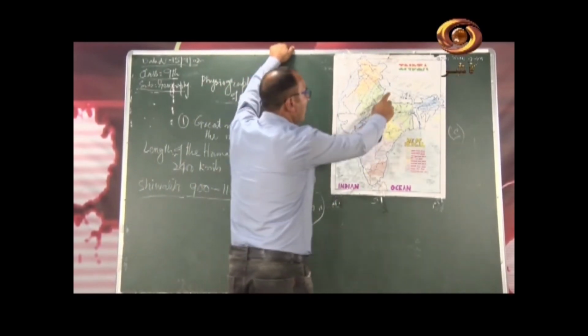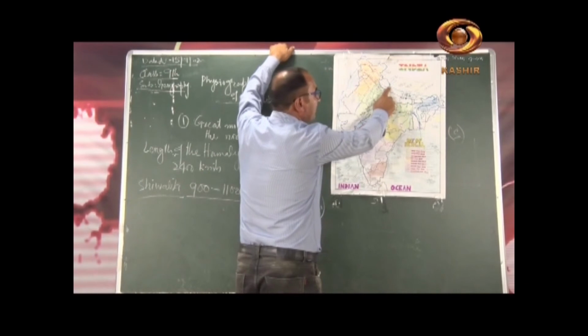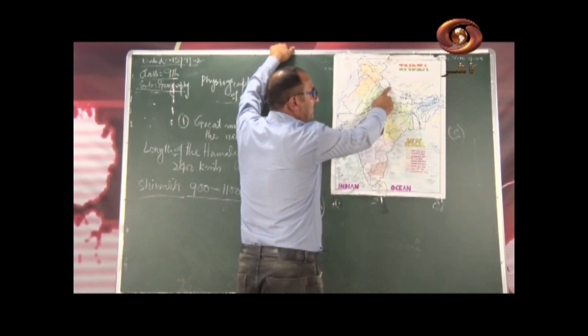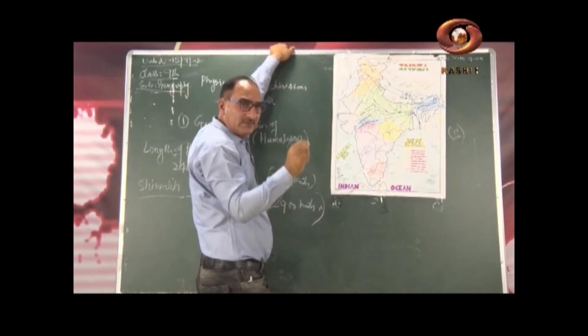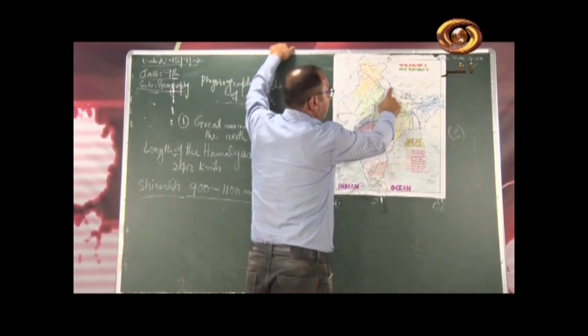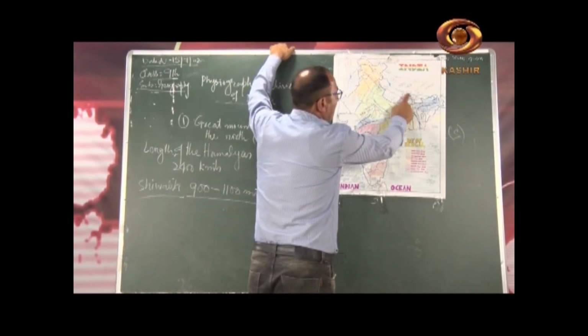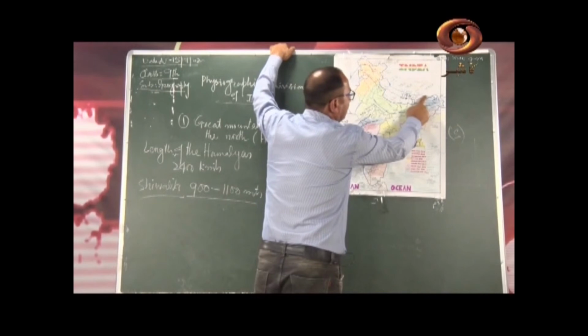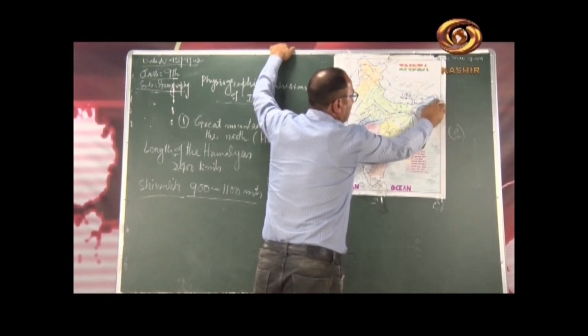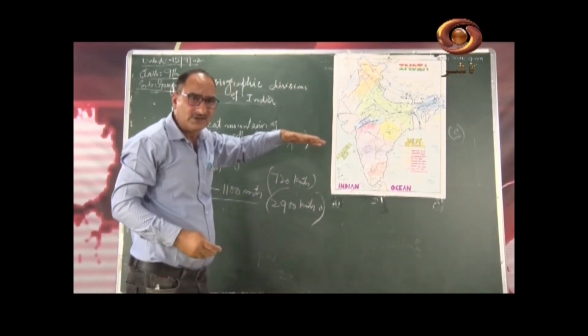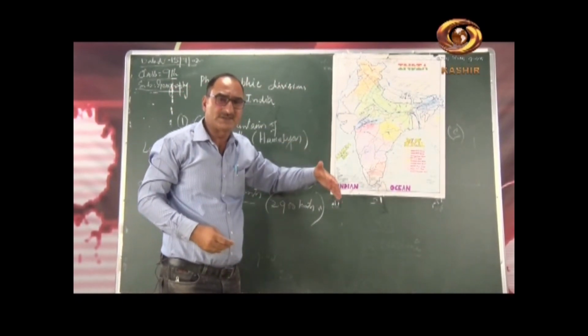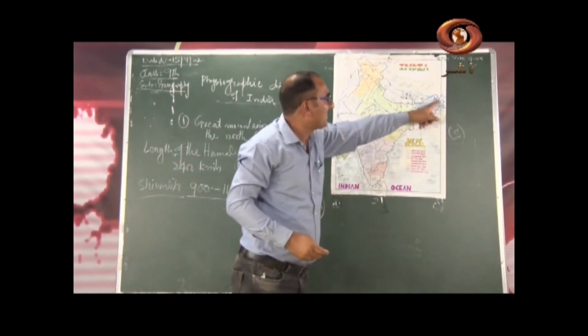Then there is the Brahmaputra River. The Brahmaputra has its source in Tibet near Mansarovar Lake, and this river passes through Tibet here, and near Arunachal Pradesh it takes a U-turn. Here is one of the highest peaks of the Himalayan area, 7,757 meters above sea level, a peak here in Arunachal Pradesh.